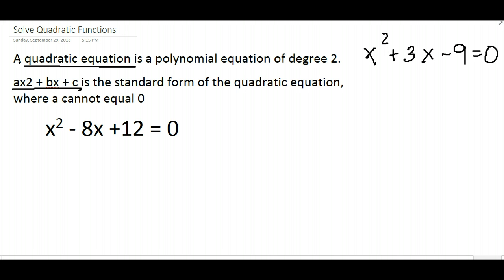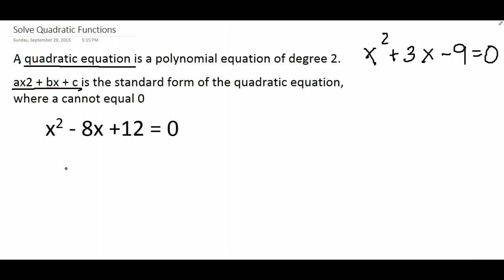So how do we solve a quadratic equation? We can do it in several methods. The first one we're going to be talking about is solving by factoring. We're on page P11, example 4, towards the bottom of the page. We're going to solve x squared minus 8x plus 12 equals 0 by factoring.